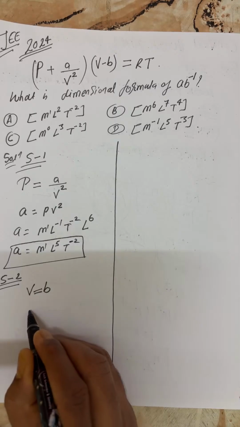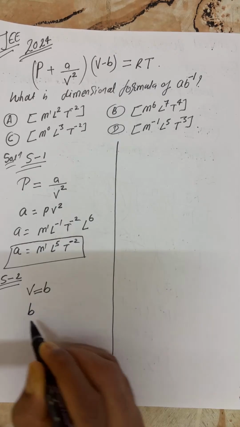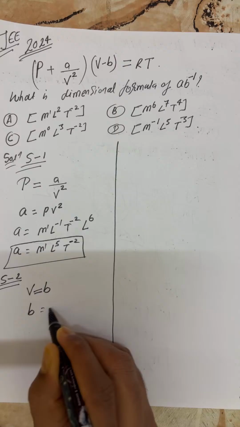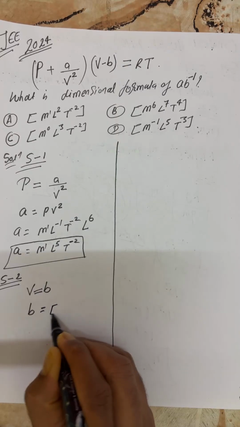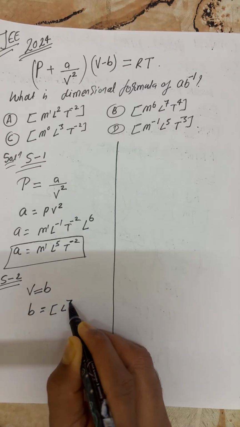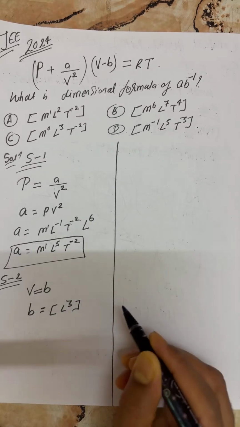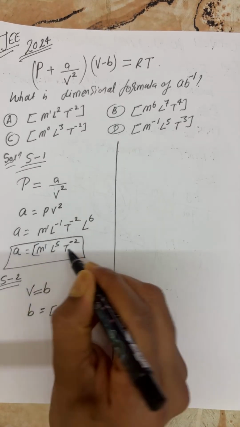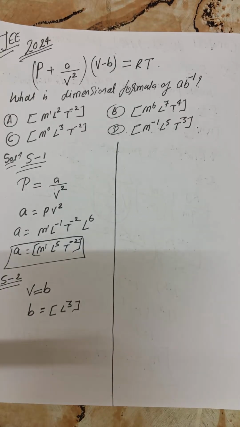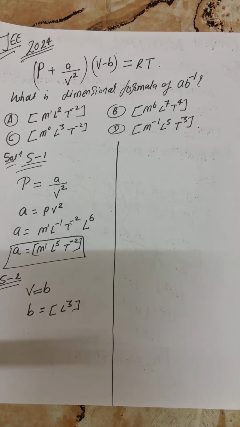So simply, what is the dimensional formula of B? It's nothing but L cubed, you can say. Correct? And this is A. Always keep it in the square bracket, my kids. Step 2 done.